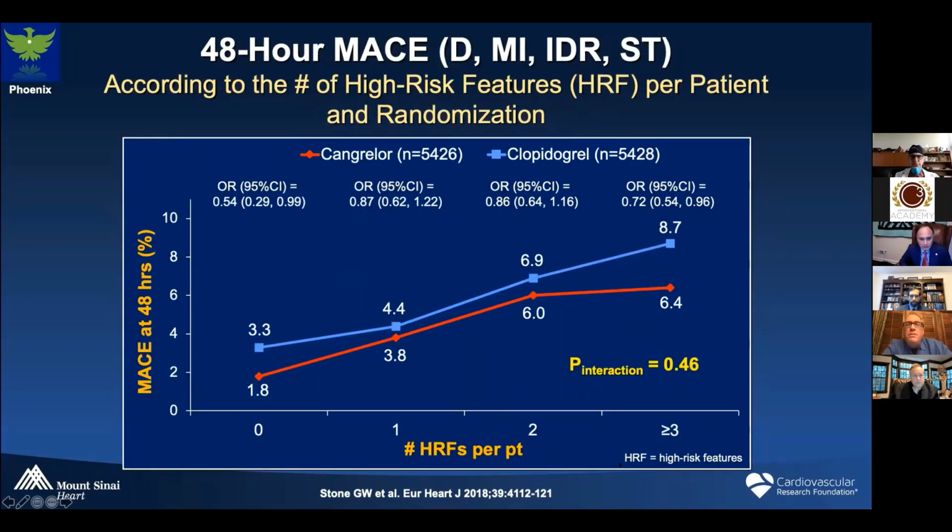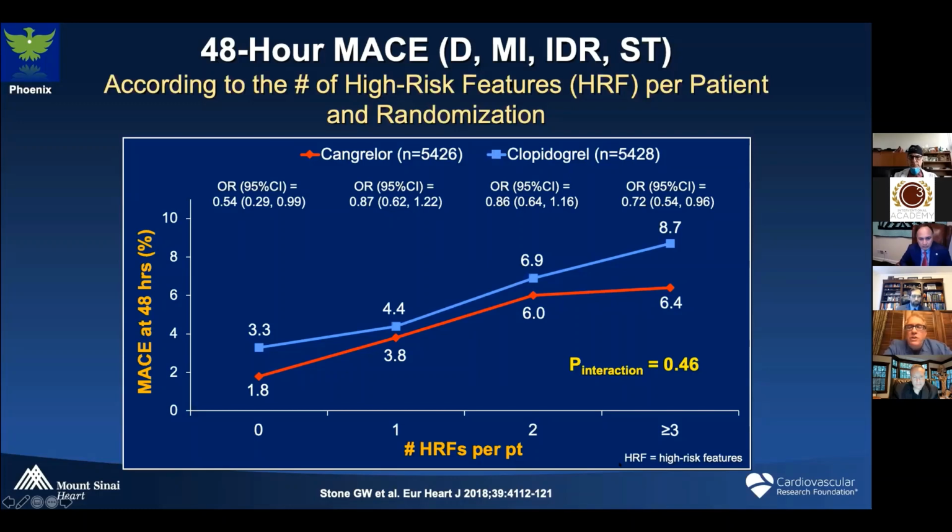So this is what the MACE rates look like overall, with randomization to clopidogrel in blue versus Kangol in red, with the x-axis showing the 0, 1, 2, and greater than or equal to 3 high-risk features. And these are lesion characteristics, and this is across the board. And you can see that in the blue, your MACE rates progressively and almost linearly increase with the number of high-risk features, and that for any number of high-risk features, Kangol will knock that rate down. And when you get to 3 high-risk features, within 48 hours you've got an absolute risk reduction of around 2.3%.